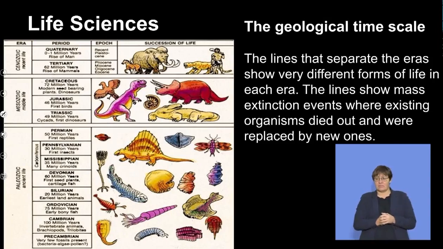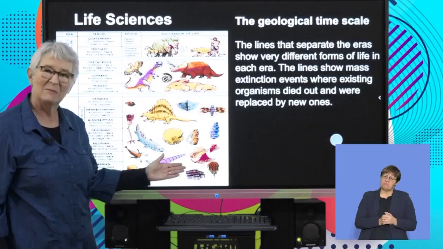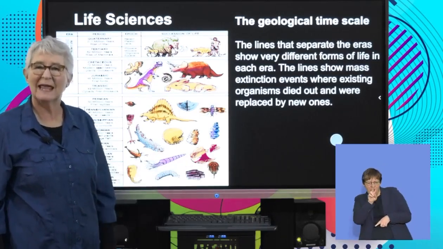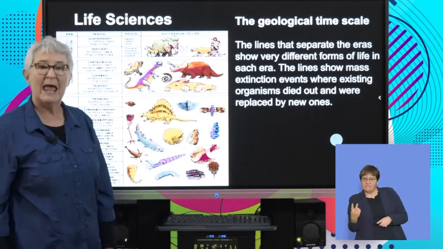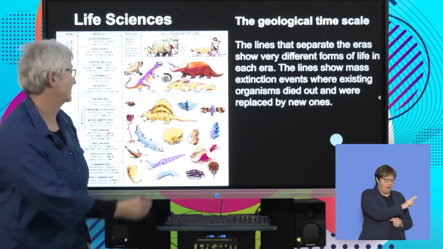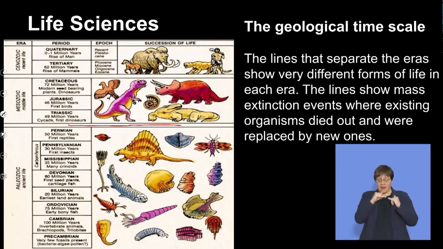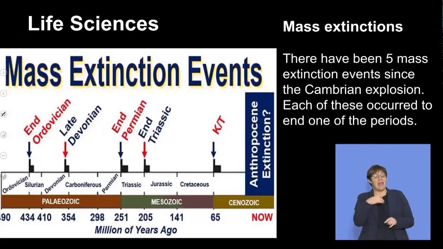The important thing in looking at a geological timescale like this is we look at the pictures of animals and how much they have changed. And if we look at a geological timescale, we'll notice there are lines. And if we look at the animals below the line and the animals above the line, they are totally different. And the reason is those lines show things called mass extinctions, when many animals died out.